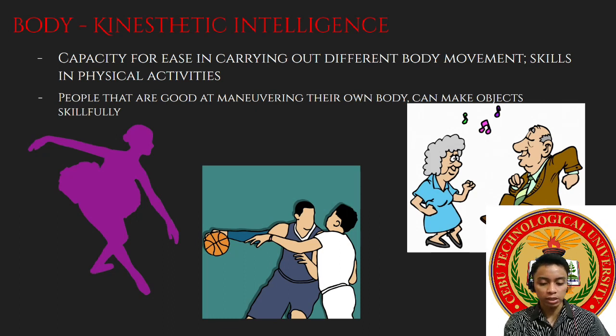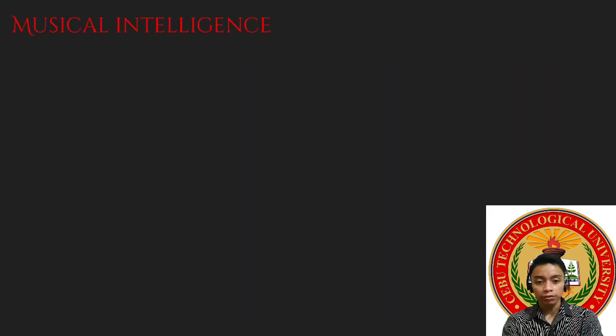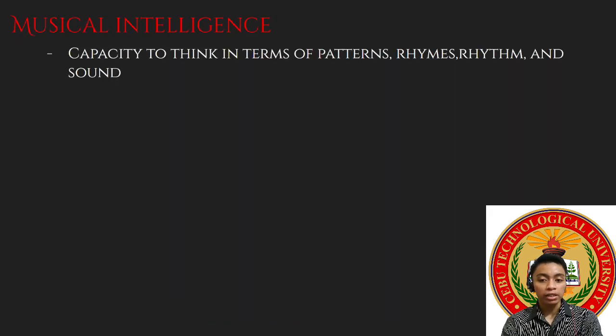The type of people who have this type of intelligence are those who can make music, such as Beethoven, Billie Eilish, and Ed Sheeran. Yes, this is Beethoven, and Billie Eilish herself here, and lastly, Ed Sheeran.